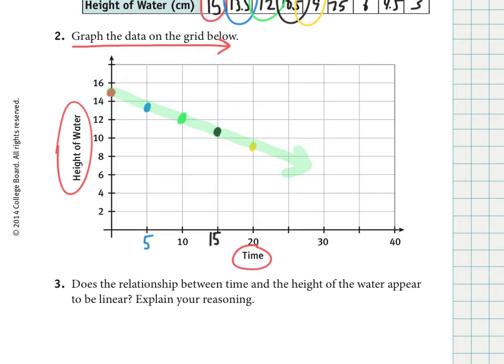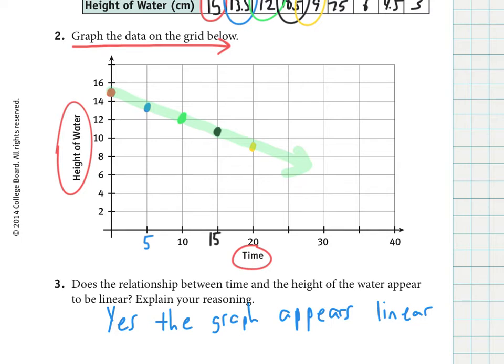So does the relationship between time and the height of the water appear to be linear? Does that look linear to you? Yeah, I think it does. I mean, there may be some slight variation. It might not be the exact same rate of change, but yeah, the graph appears linear. Because we would probably expect the amount of water that's leaking out to remain fairly constant. So yeah, definitely looks close, somewhat linear.